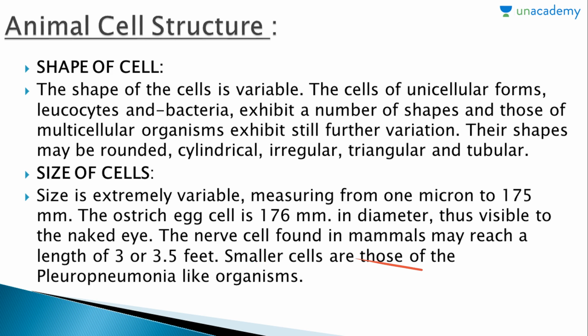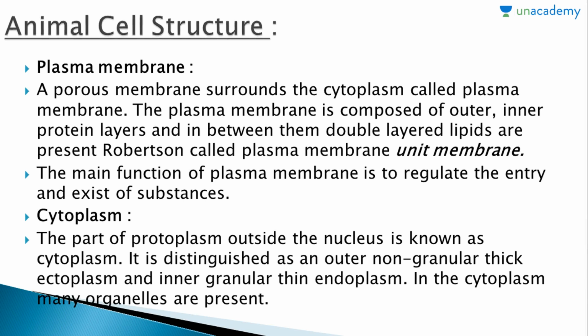Smaller cells are those of the pleuropneumonia-like organism, that is PPLO. Thus, the ostrich egg cell is the largest cell. The nerve cell of mammals is the longest cell, and PPLO cells, that is of the pleuropneumonia-like organisms, are the smallest cells. Plasma membrane, a porous membrane which surrounds the cytoplasm, is called the plasma membrane.